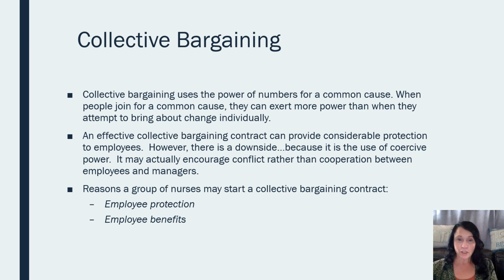Reasons a group of nurses may start to collective bargain, or a collective bargaining contract would be for employee protection and employee benefits. That's when you weren't able to get it before. You've been trying, so now you're going to have to coerce it out of them.